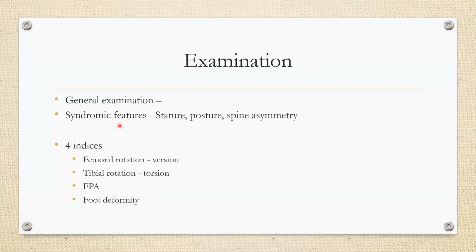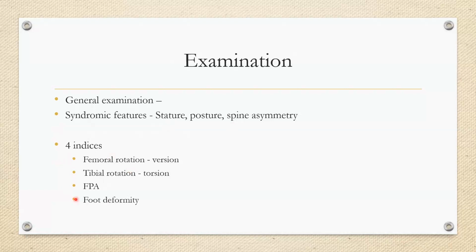Okay, so moving on to the examination. First, as discussed, the general examination should be done to look for any features of syndromic conditions which can lead to suspicion of deformities in multiple limbs. So we start by evaluating the stature, the posture, and any signs of limb or spine asymmetry. With respect to the lower limb, these are the 4 indices we should evaluate: the femoral rotation or version, the tibial rotation or torsion, the foot progression angle, and any localized deformity in the foot.